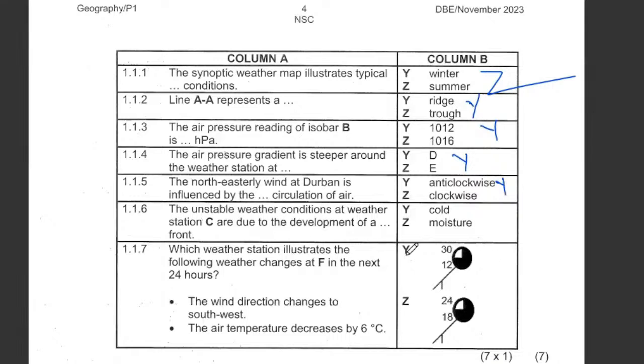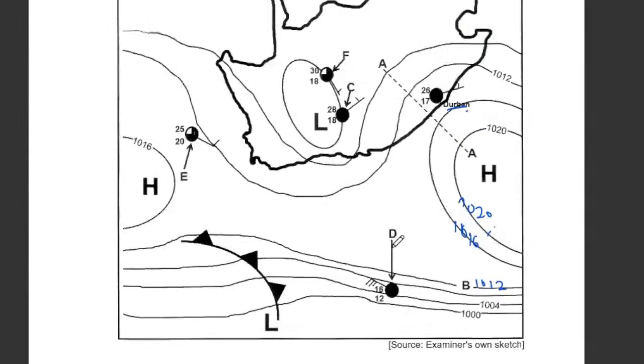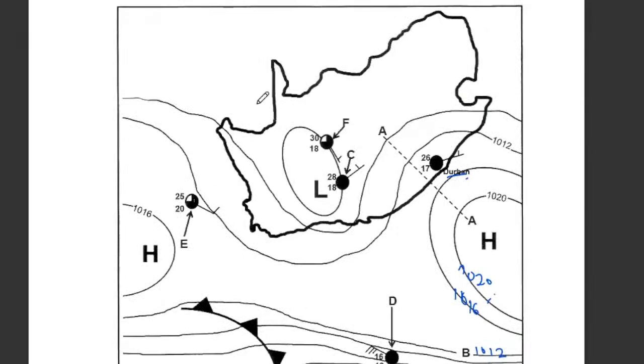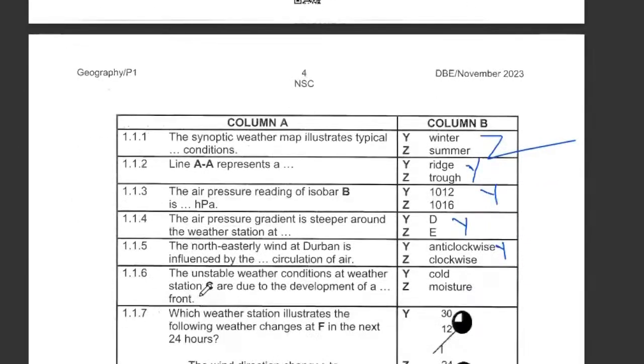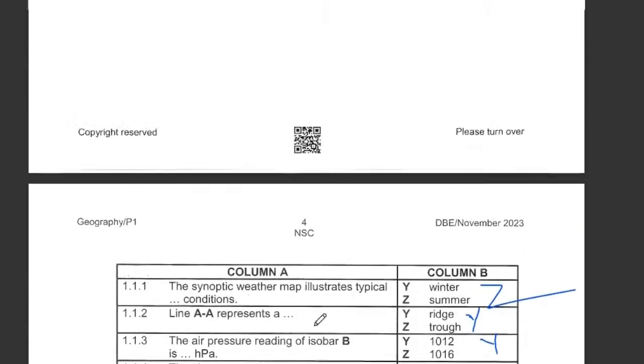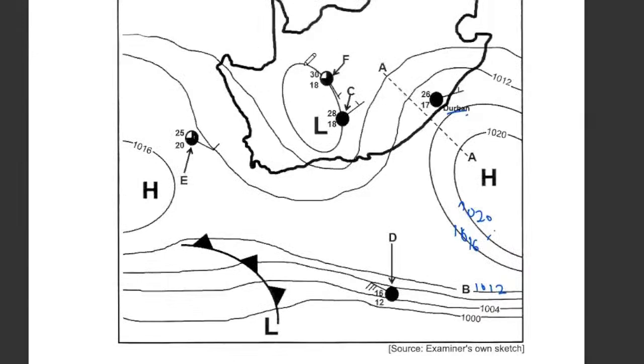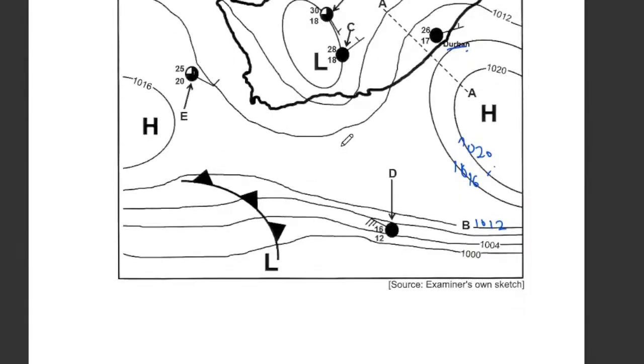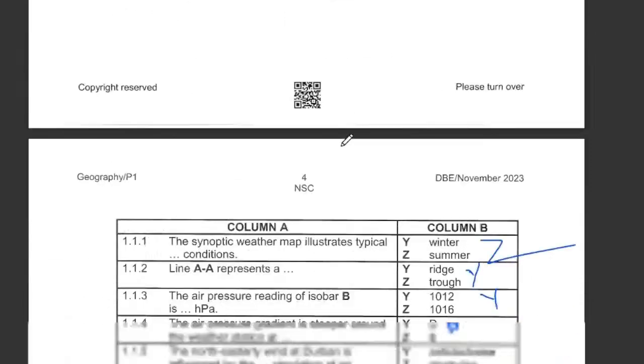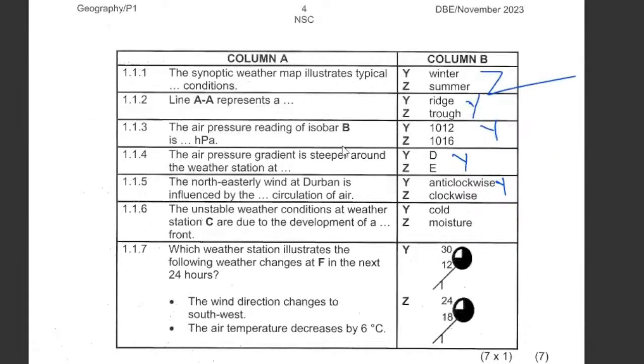The unstable weather conditions at weather station C are due to the development of which front? Weather station C is here. Okay. It's saying that the unstable weather conditions at weather station C are due to the development of which front? Obviously, it can't be a cold front because there's no cold front here, but because it is summer time, the most common front that develops in the interior is a moisture front. Therefore, here we have a Z.